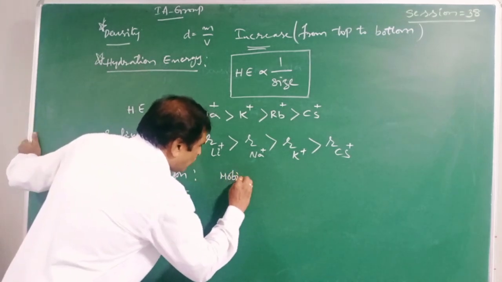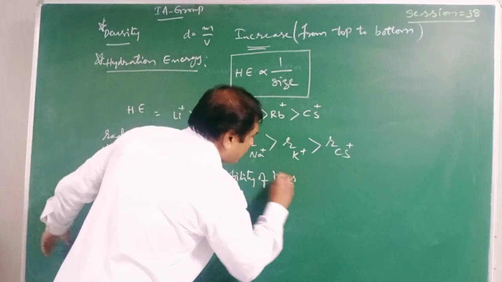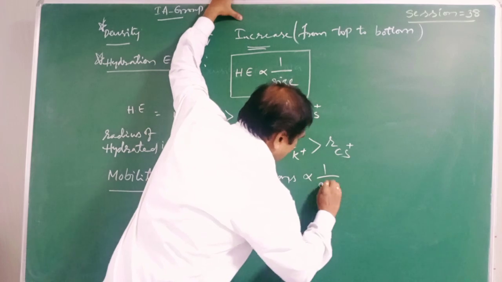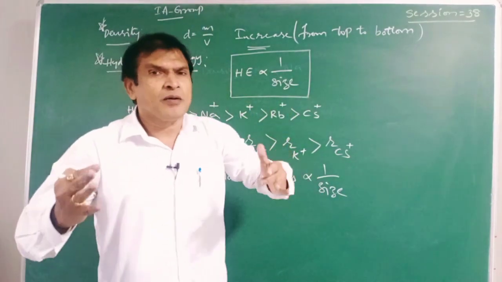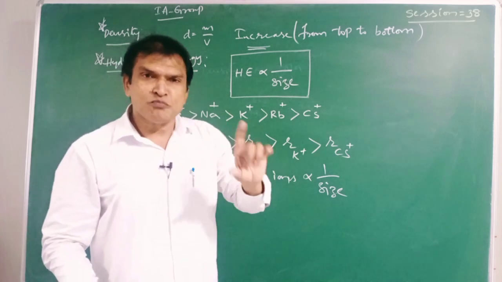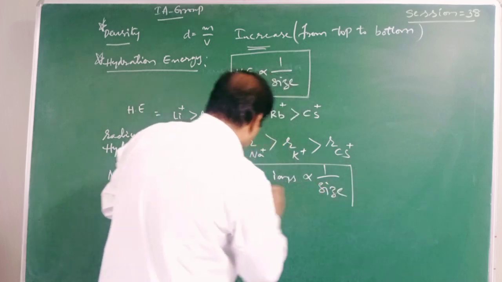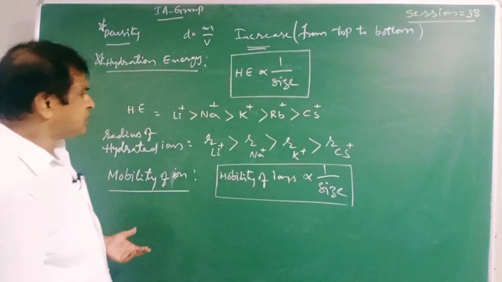Now the mobility of ions is inversely proportional to the size. That means smaller ions move faster, larger ions move slower. Smaller ions move faster. This is the concept, we know that. Mobility of ions. Then which is smaller size, which is larger size?